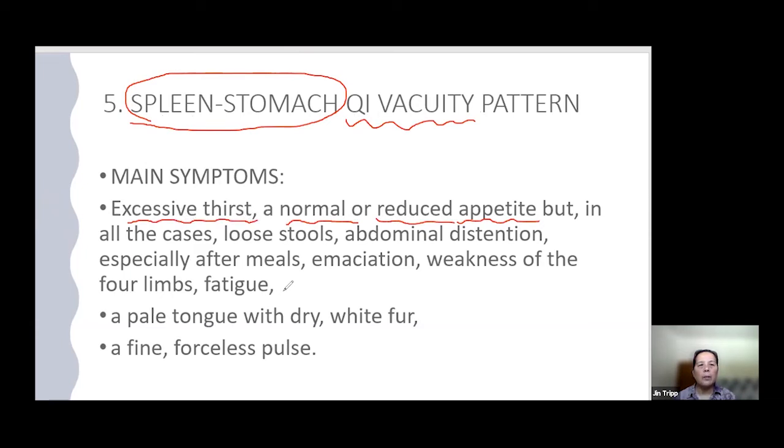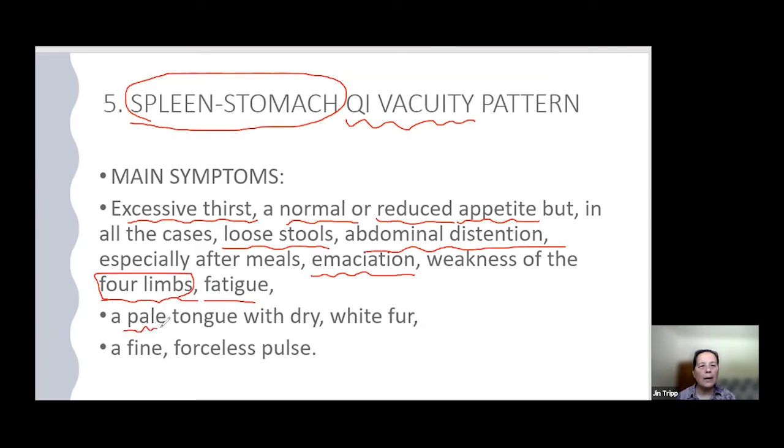And in most cases, patients may be losing sleep. And they may have abdominal distension. Their body weight will be lost, and they feel weaker and fatigued. So that's coming from spleen qi difference. Spleen controls the limbs and controls the muscle. When spleen qi is deficient, the muscles are weaker, the limbs are weaker.